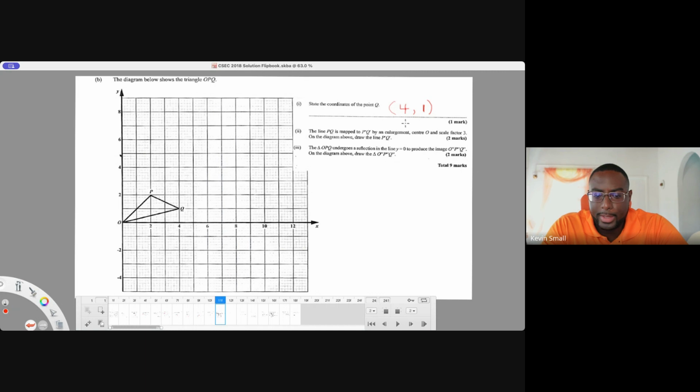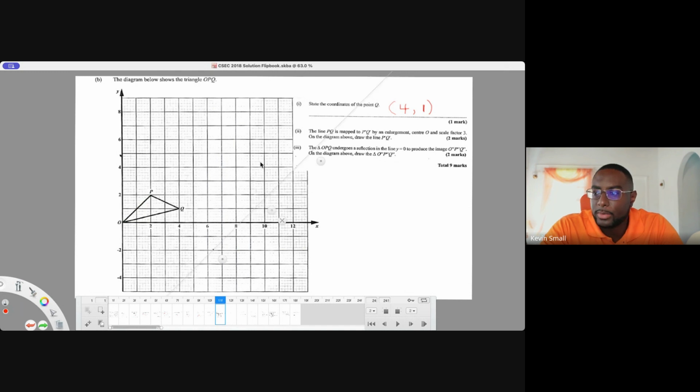Now, the good thing, whenever you have to do an enlargement and the enlargement is happening at the 0 point, in other words, my enlargement is at center 0, it makes life easy for us because all you have to do is just multiply the distances by whatever scale factor they say. So if the scale factor is 3 and from O to P is 2 squares, then if I multiply that by 3, it should take up 1, 2, 3, 4, 5, 6 squares. Okay, so I just multiply the distances.